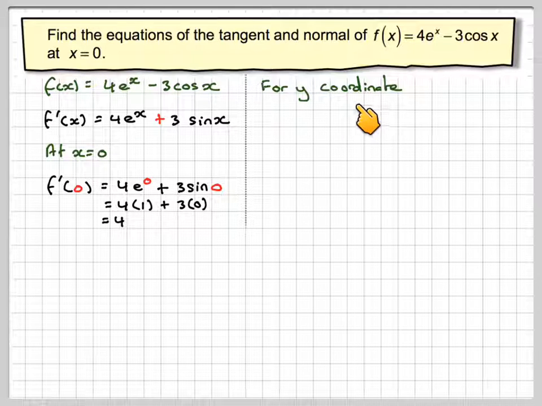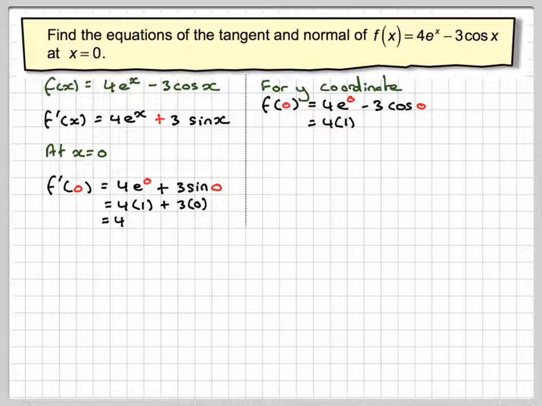For the y coordinate, we need to use f of x, so we need to find f of 0. That's going to be 4e to the 0 minus 3 cos 0. So that's going to be 4 times 1, and cos of 0 is 1 as well, so minus 3 times 1. So we're going to have 4 take away 3, which is 1. Right, so we've now got all the information.